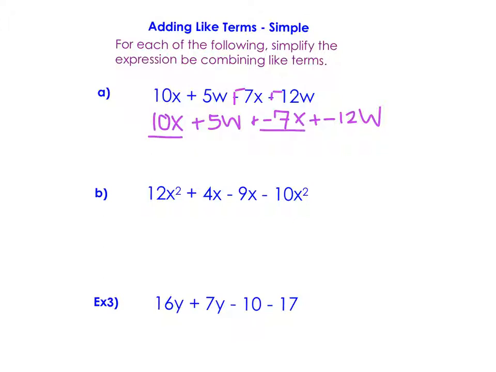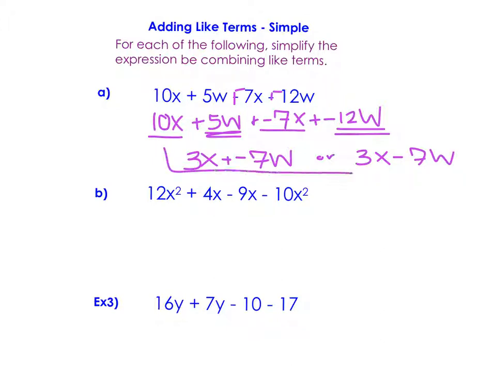So I see a 10x and a negative 7x. Those combine to be 3x. And then I see a 5w and a negative 12w, which combine to be a negative 7w. And you can either write that as plus negative 7w, or you can write this as 3x minus 7w. Either answer will be accepted.